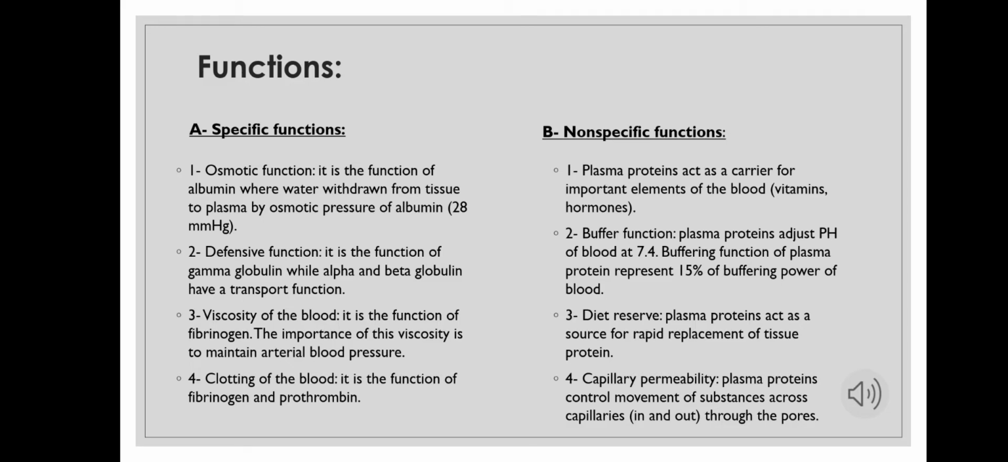Moving to the non-specific functions, all of the proteins are responsible for carrying important blood elements such as vitamins and minerals. Secondly, the buffering effect, where the plasma proteins are responsible for 15% of the buffering power and help keep the blood pH constant at 7.4. For the penultimate function, the plasma proteins serve as diet reserves, in which they rapidly replace the tissue protein. Lastly, the plasma proteins control the movement of substances across the capillary.